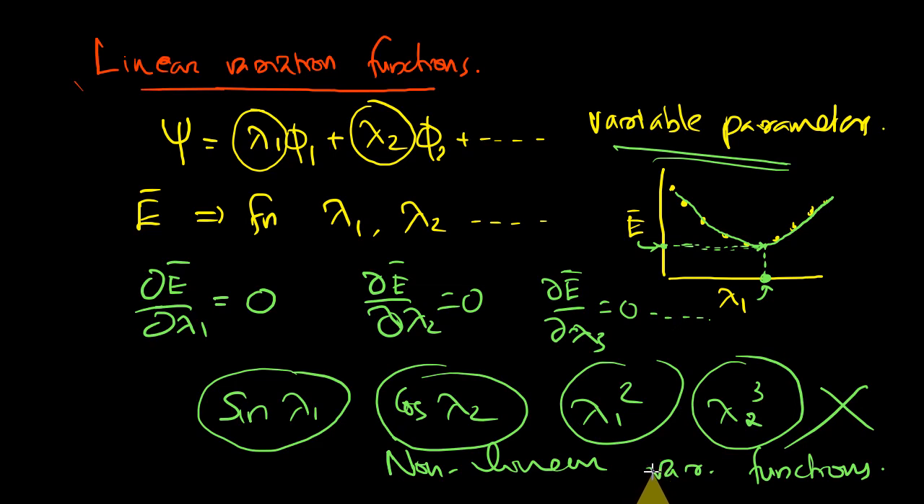And for our purpose, we will be concentrating only on linear variation functions. So we will learn how to apply the variation method using a linear variation trial function. Okay, so let us do that. Psi is equal to lambda 1 phi 1 plus lambda 2 phi 2. This is our trial function.